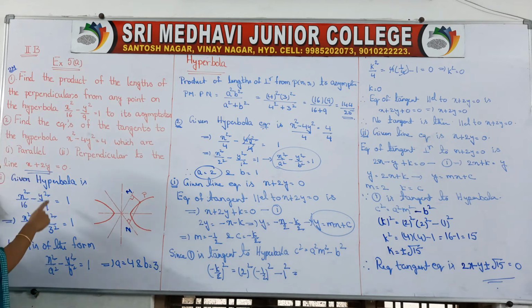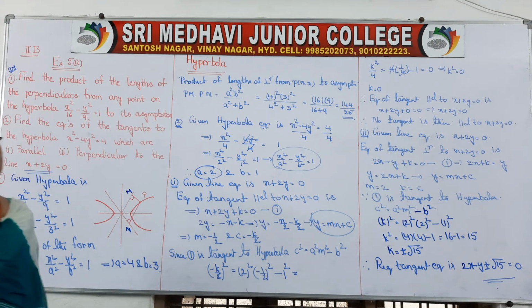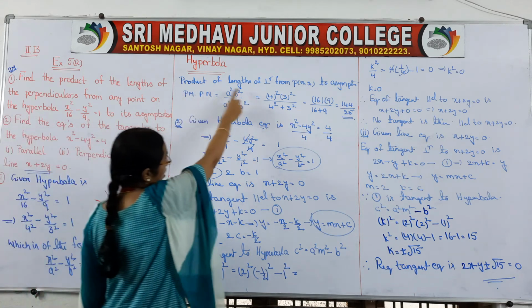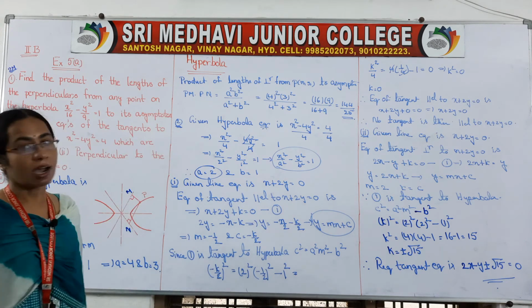To get the a and b values, the given hyperbola equation is this one; try to reduce it into the standard form, x square by a square minus y square by b square is equal to 1. That means in place of 16, x square by 4 square minus y square by 3 square is equal to 1. So, your a is equal to 4 and b is equal to 3. Once we have it, we can easily find the product of the lengths of the perpendiculars. Substitute, you will get your answer.